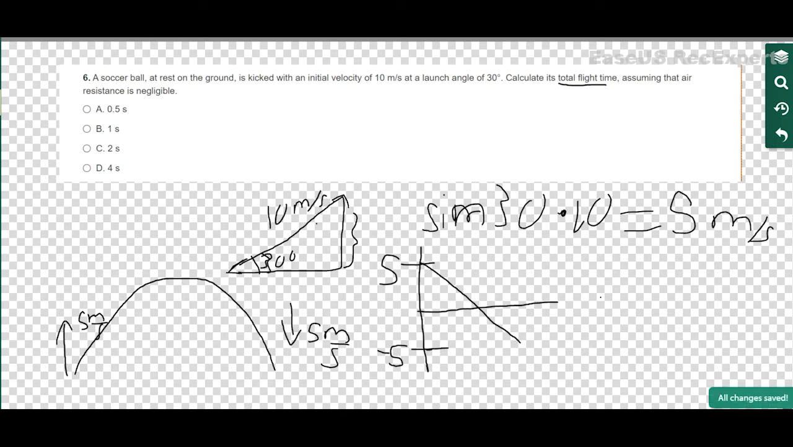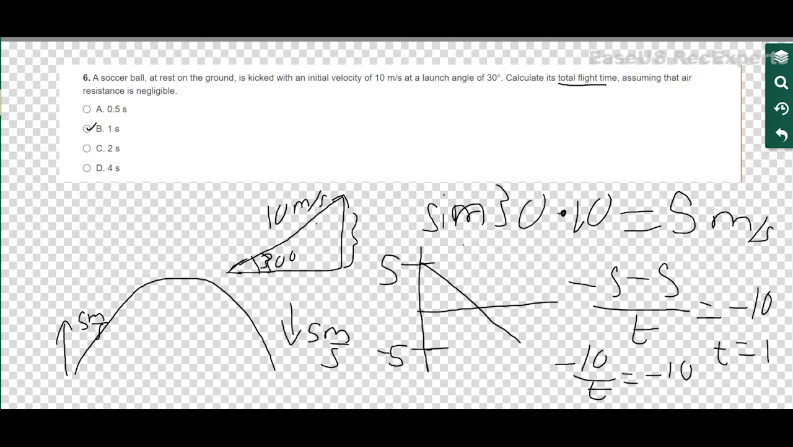Now from that, we can use our rise over run. Your rise is going to be negative 5 minus 5, over t, which would be equal to negative 10. So you can simplify that to negative 10 over t is equal to negative 10. Your t would then be equal to 1.